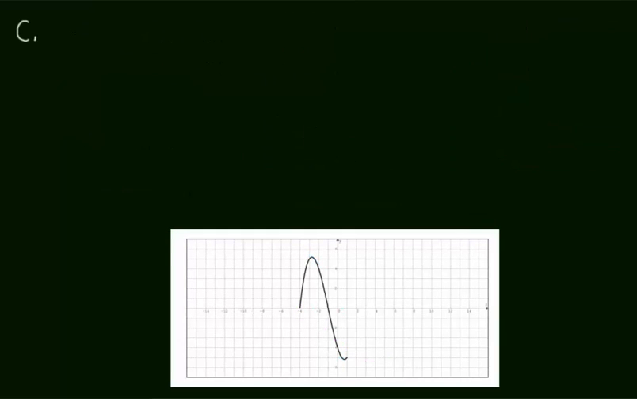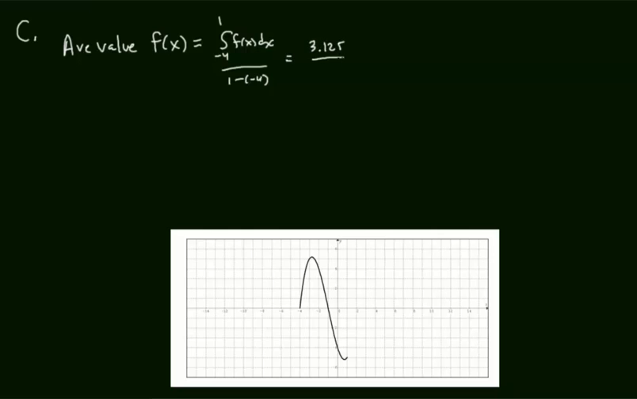Part C, the average value. Average value of f of x is going to be the integral over the interval. You can go ahead and use your calculator if you'd like, and that's going to come out to be 3.125 divided by 5, and that answer comes out to be 0.625.